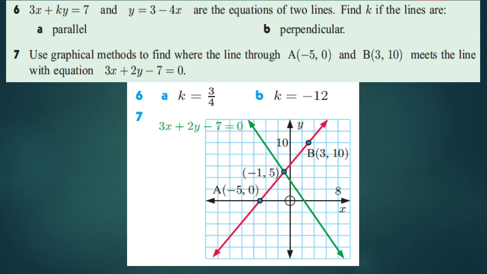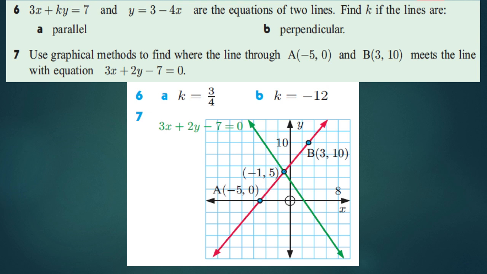Now for negative 5, 0, and 3, 10, you're going to have to determine the line that goes through those points. They've got it written here in standard form, 3x plus 2y minus 7 equals 0. You might have solved it in slope-intercept form, which would be y equals negative 3 halves times x plus 7 halves. Either way is fine. And then you have to find where they intersect.